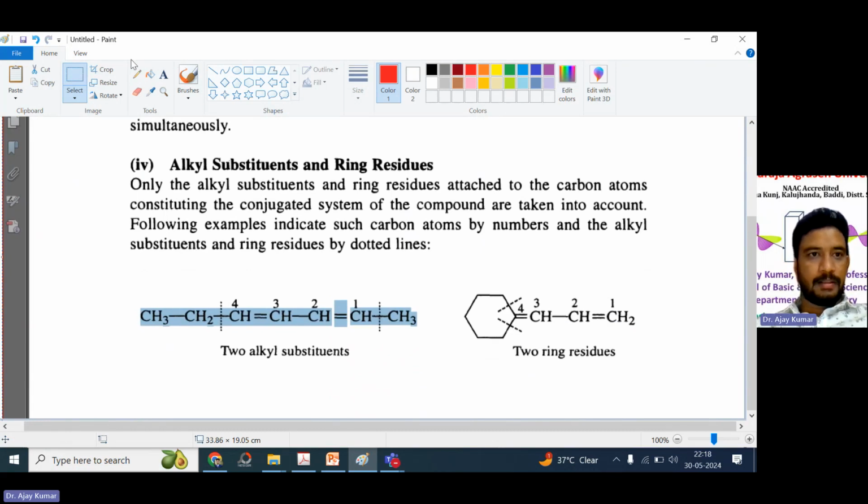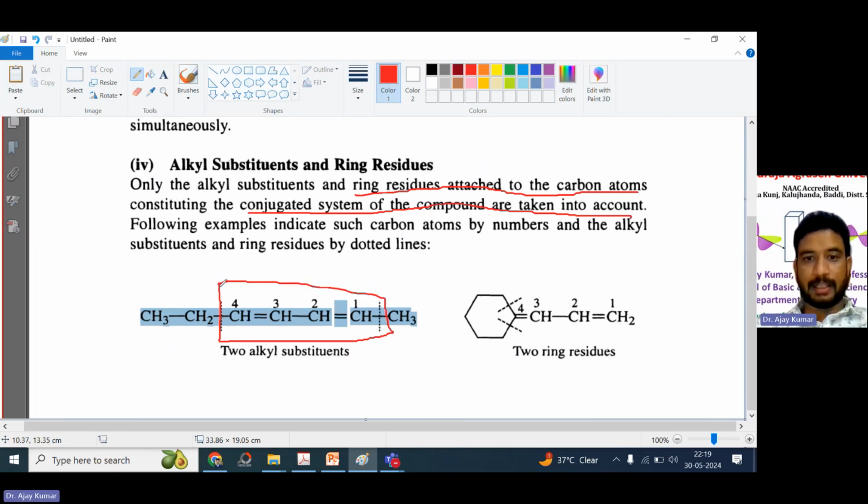Basically, the alkyl substituents and ring residues attached to the carbon atoms constituting the conjugated system of the compound are taken into account. So first of all, we have to identify the conjugation. If we focus on this particular area, we can see here there is a single bond, double bond, single bond, double, and single.